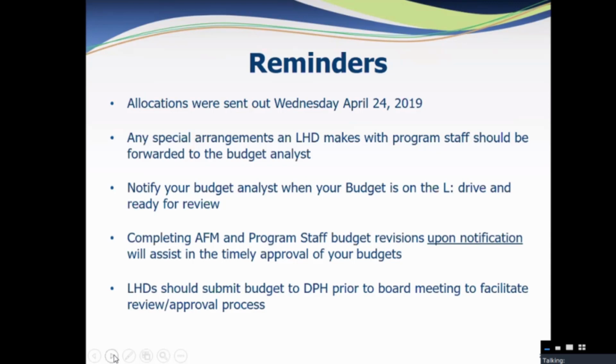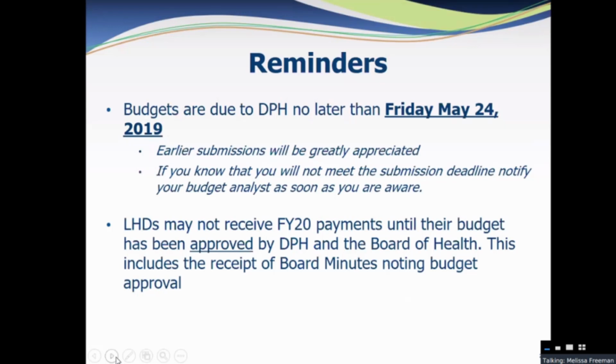Okay, budgets are due to DPH no later than Friday, May 24th. If you can get it in before then, that's great. We're on a first in, first out basis. So whoever submits their budgets to us first, that's the first ones that we review. We don't skip in line. So if you have a board meeting on a certain date that you want us to review it before, then you need to make sure you have it to us well in advance so that we can get that reviewed, because it does take time for us to review these budgets.